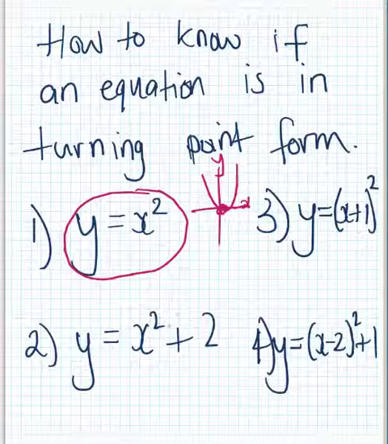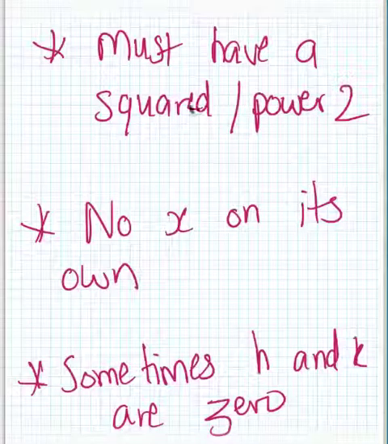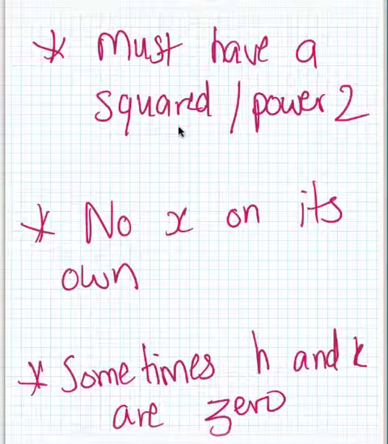Now, the reason why these are all in turning point form, I'll show you two tests that you can do to see whether it is actually in turning point form or not. So to know if a quadratic equation is in turning point form, these are the 3 main points you need, and you'll have no problem.